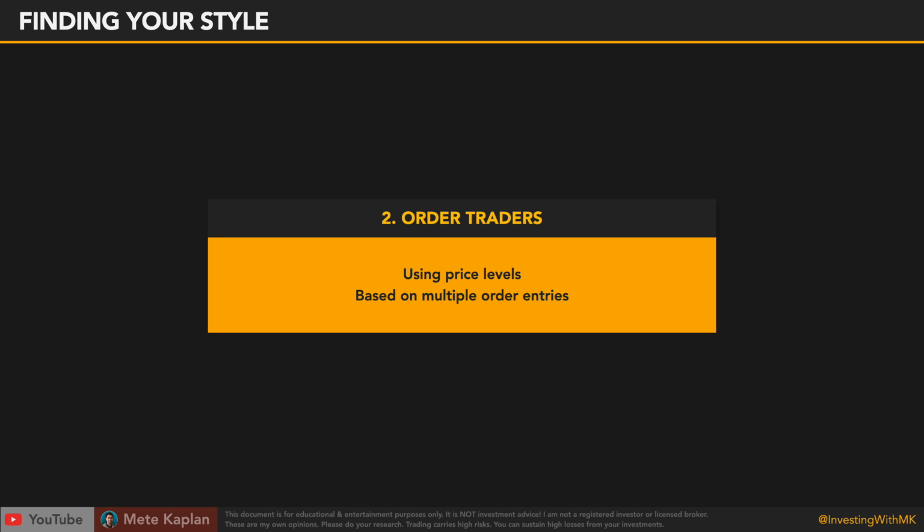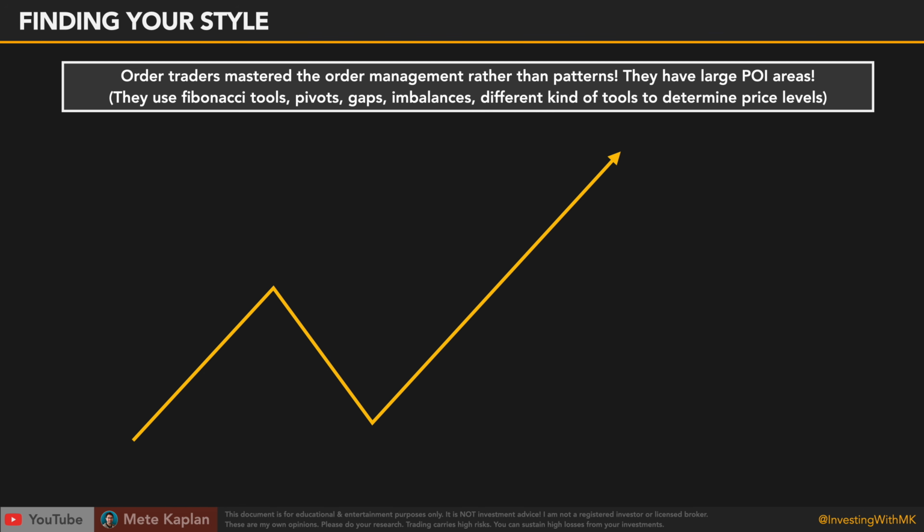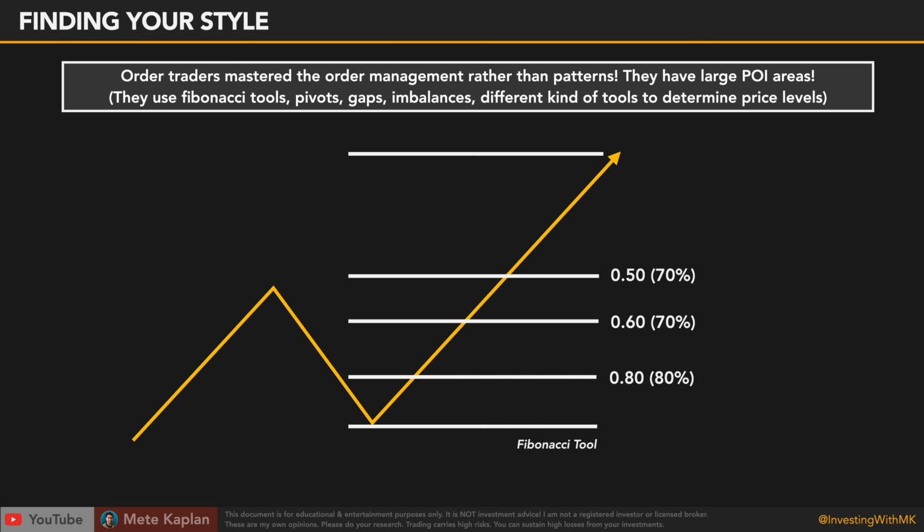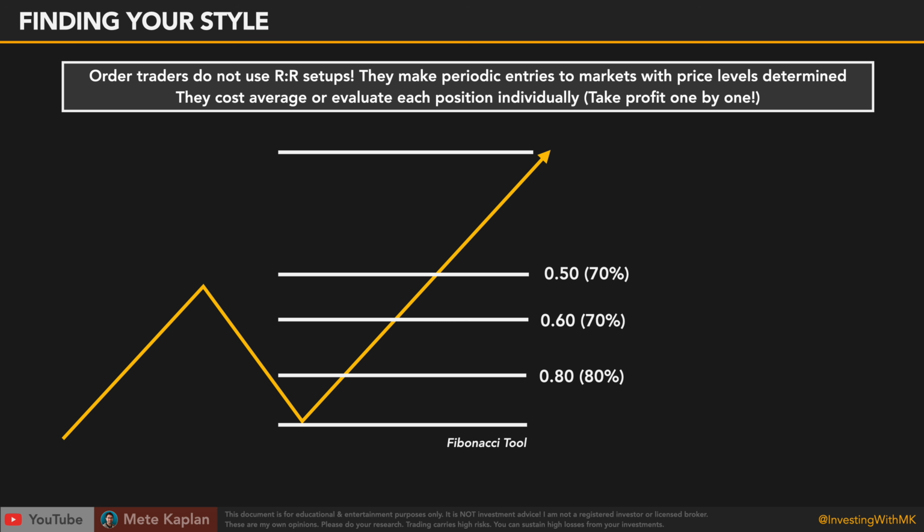How about the order traders? What kind of traders are these people? Order traders mastered order management rather than patterns. They have a large point of interest areas. They generally use Fibonacci tools, gaps, imbalances, or different kind of tools to determine some specific price levels. So they are not precision traders or snipers. Instead, they are order managers.